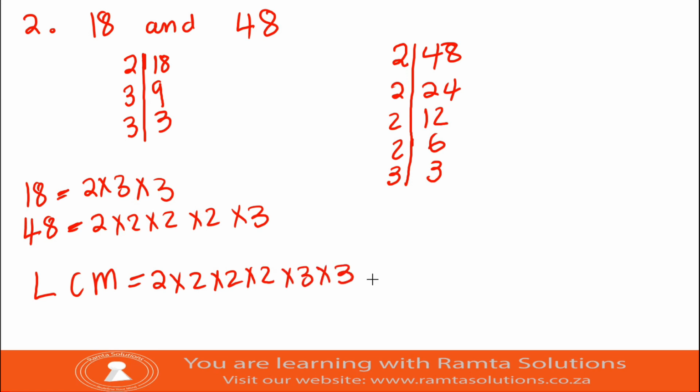3 times 3. Now when you take out your calculator, 2 times 2 times 2 times 2 times 3, right? And then times 3. What do you get? Let's take out our calculators. 16 times 9. So we get 144. That's your lowest common multiple.